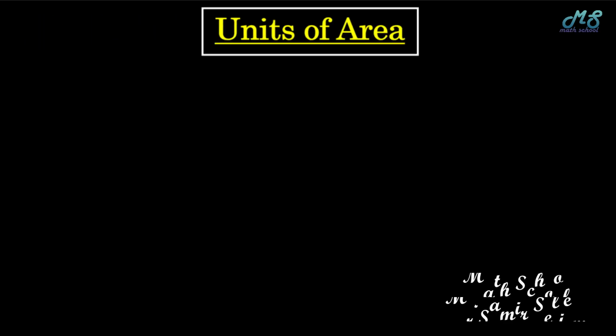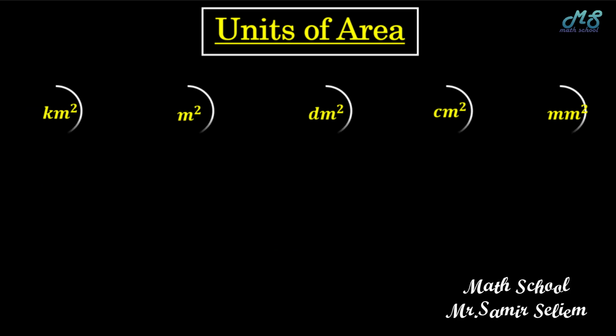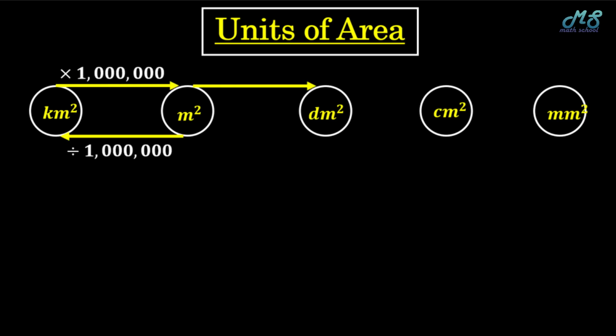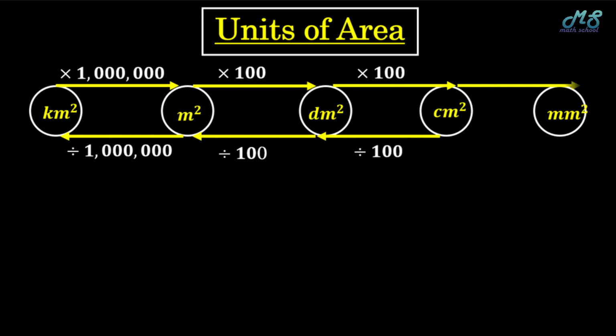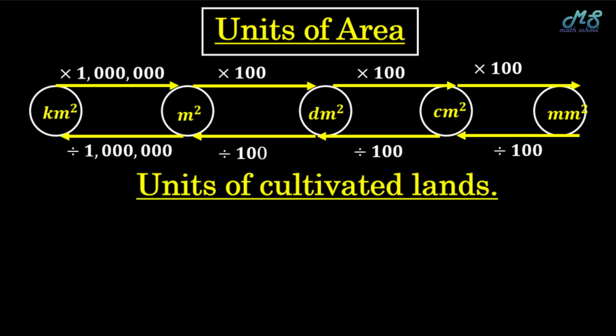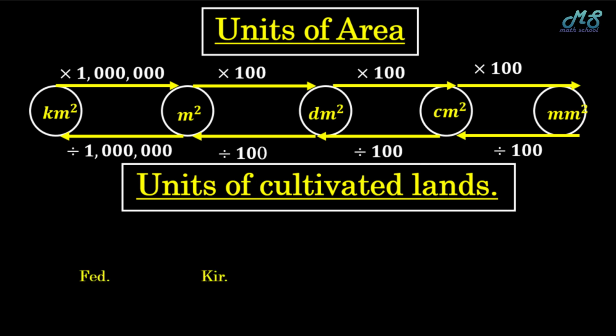Next, units of area. Units of area are square kilometer, square meter, square decimeter, square centimeter, square millimeter. We studied before that we square the conversion factor of the units of length. For example, to convert from square meter to square centimeter, we multiply by 10,000 and the inverse, divide by 10,000. Next, units of cultivated land, feddan and kirats.